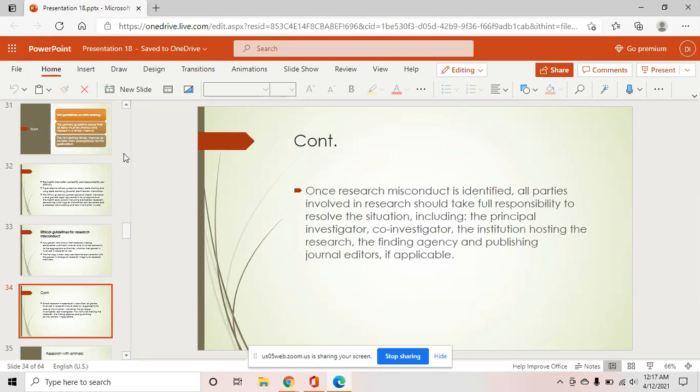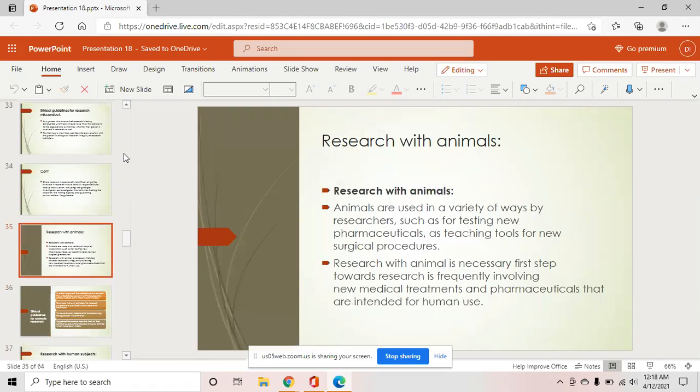Once the research misconduct is identified, all parties involved in the research should take full responsibility to resolve the situation, including the principal investigator, the co-investigator, the institution hosting the research, the funding agency, and the publishing journal editors if applicable.